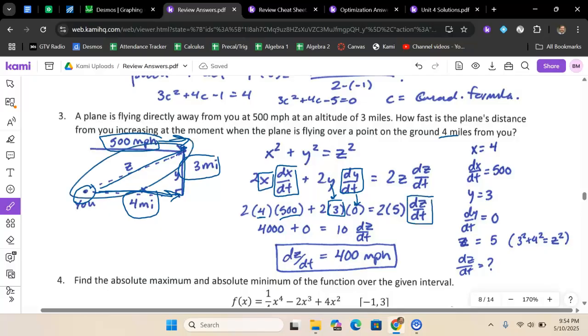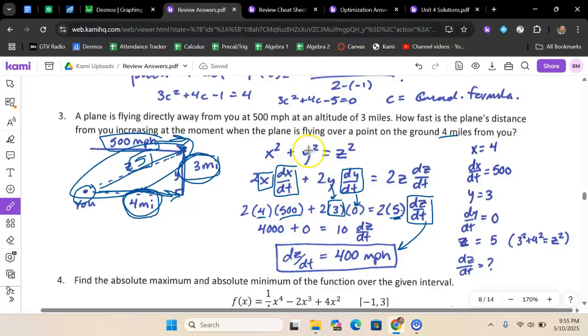So what I'm looking for is dz dt, and I have to do a little bit of algebra here, or geometry, to get z at the time that this is 4. Again, this is always 3. At that specific time, this would be 5 if I use the Pythagorean theorem. That's why I have 5 here. And then I just use some algebra to solve for dz dt to get that 400 miles per hour. So a couple of pretty basic related rates problems. I would not concern yourself with the really difficult ones that we did. I would stay in that lane.